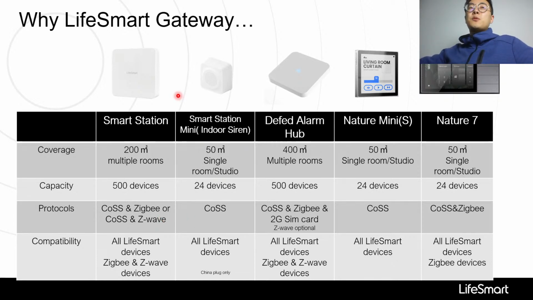But from our experience, if it is a studio or a small apartment, which is around 50 square meters, you can use Nature Mini. But if it is a proper house or proper villa or a large apartment, you need to use Smart Station, because Smart Station is a dedicated gateway for LifeSmart smart home solutions. So Smart Station is always a stable choice to do a proper smart home solution.